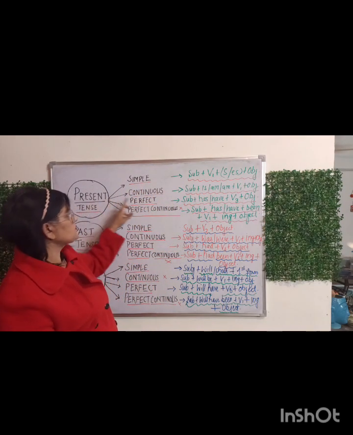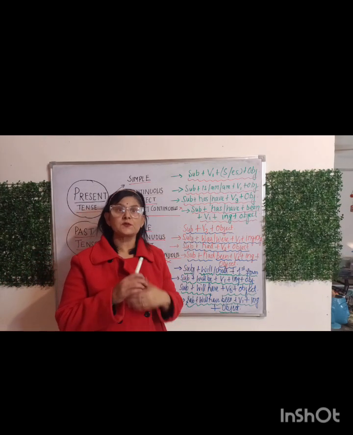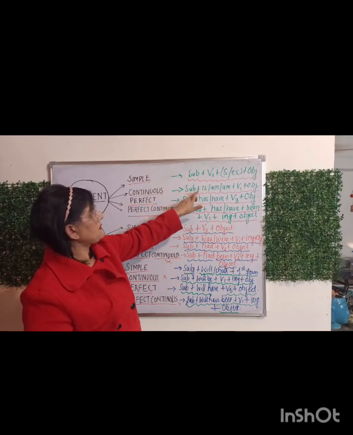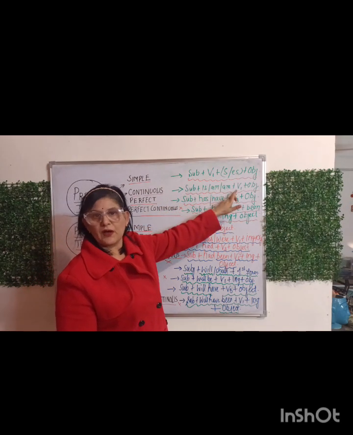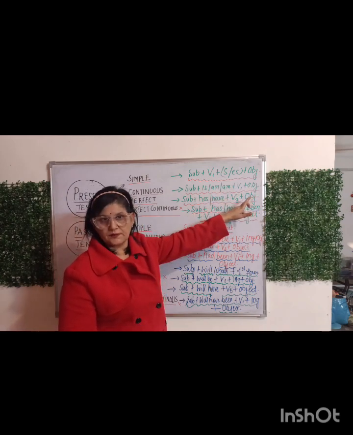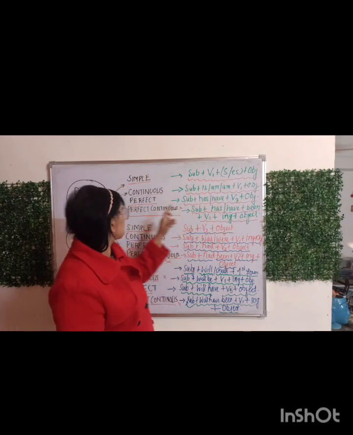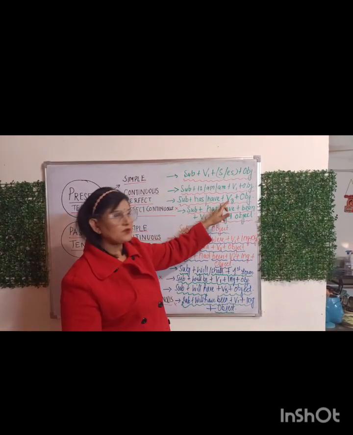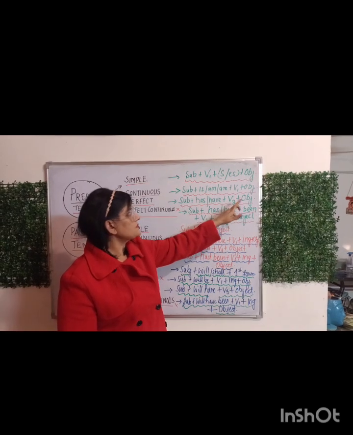Second one is the present continuous tense. Continuous tense means any action which is still continuing, and the formula will be subject plus is/am/are plus V1 plus ing, V1 meaning verb's first form, plus object, right? Ram is playing cricket. Now present perfect tense: subject plus has/have plus V3, verb third form, plus object.